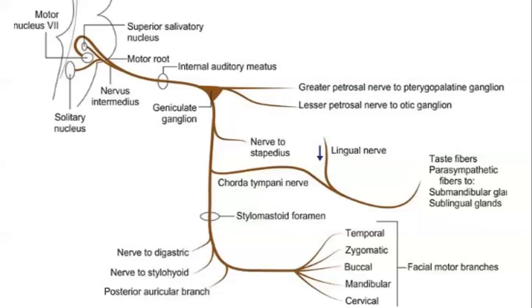So what is going to happen? After it enters the internal acoustic meatus, the nerve is going to do a posterior bending to enter into the middle ear cavity. That bend is marked by your geniculate ganglion.